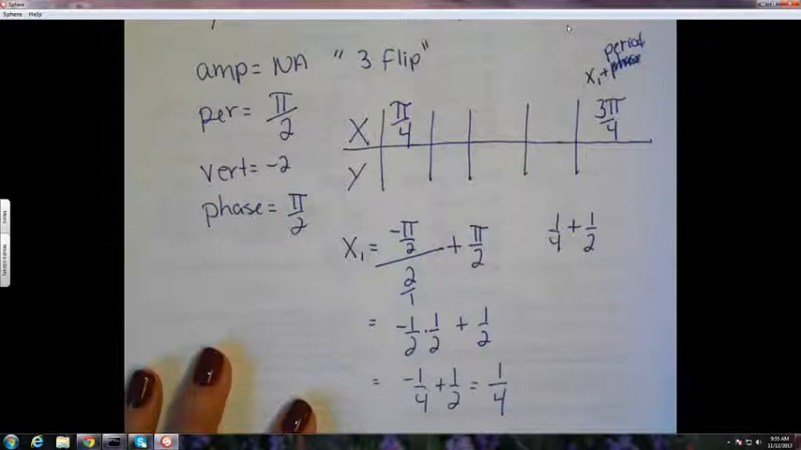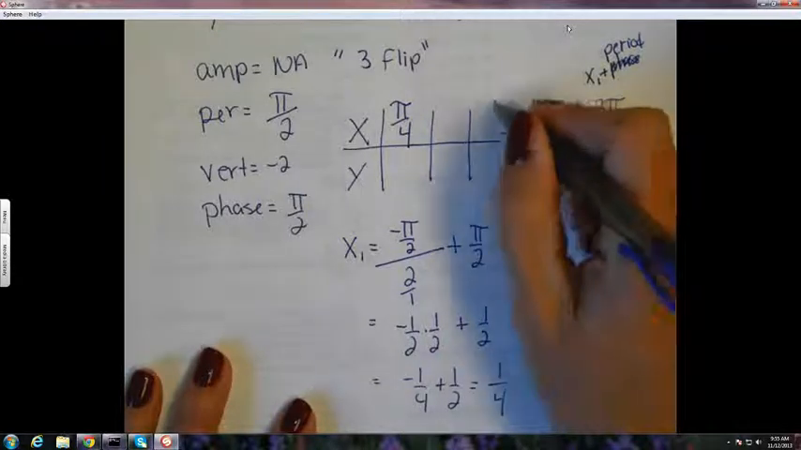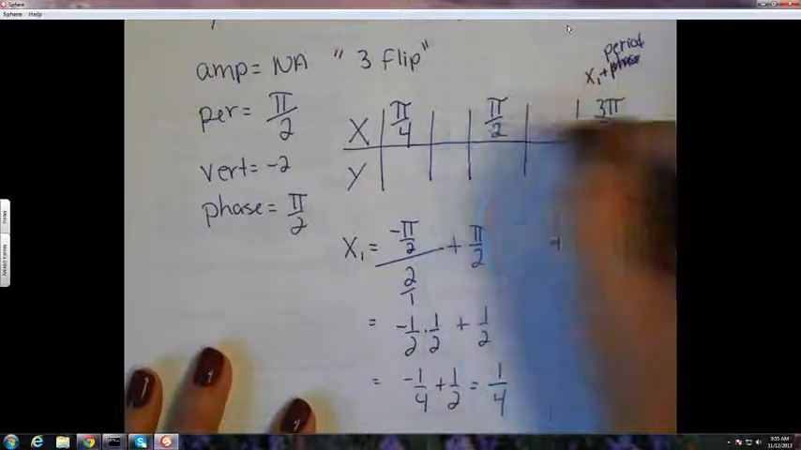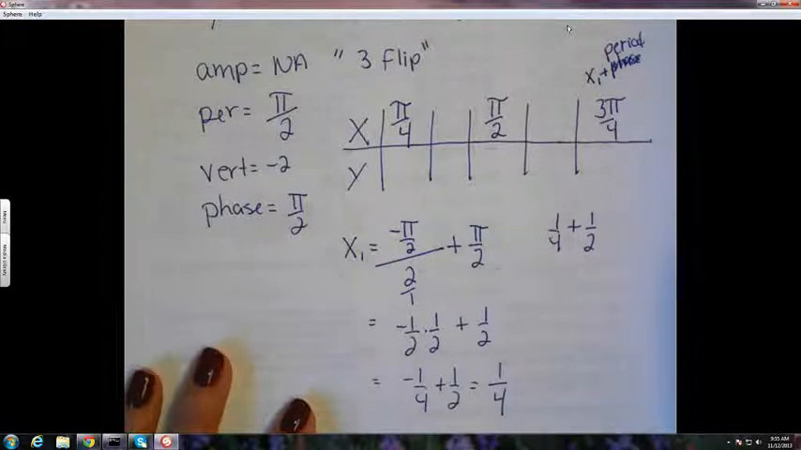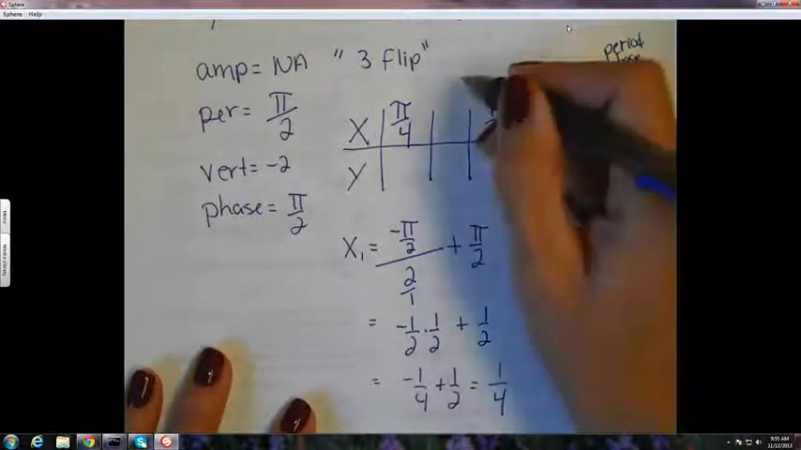And now the averaging. Fractions were easy today, didn't get anything tricky. What's halfway between 1/4 and 3/4? Pi over 2. See, this is going to be 1/4 plus 1/2.